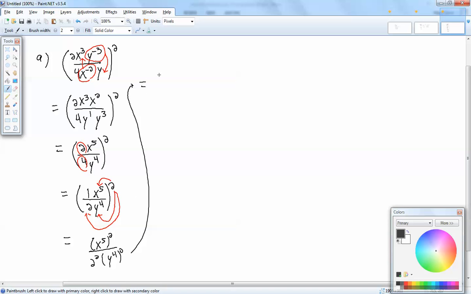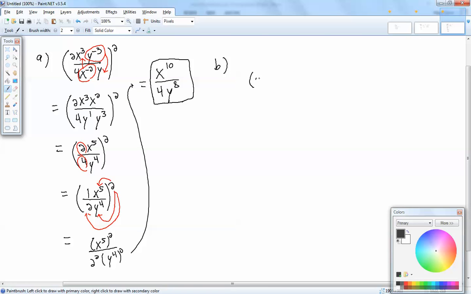Now when you're raising one exponent to another exponent, you multiply them together. So 5 times 2 is 10. 2 squared is 4. And here we're raising one exponent to another exponent, so you multiply them together. 4 times 2 is 8. So our answer is x to the 10th over 4y to the 8th. And I guess I better do part B before I stop the video.